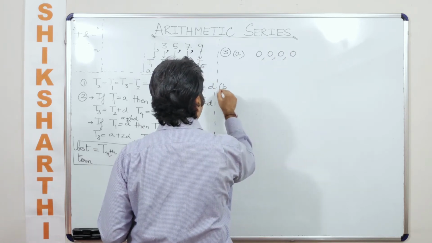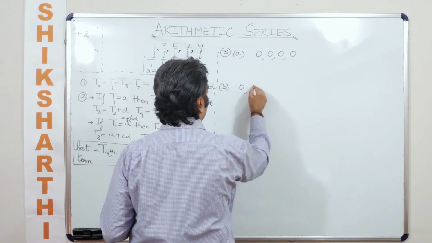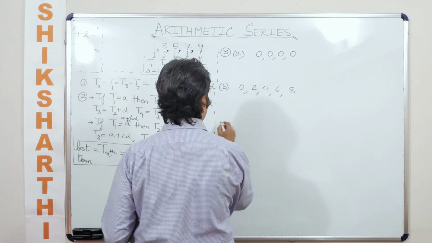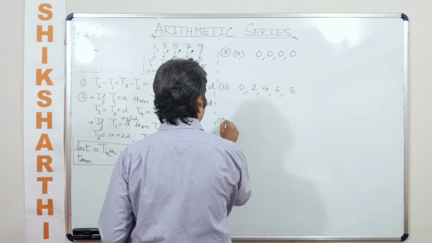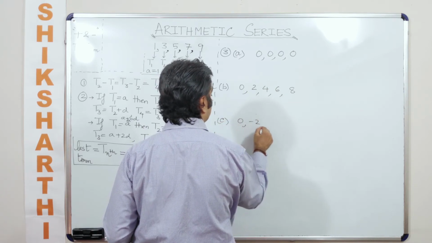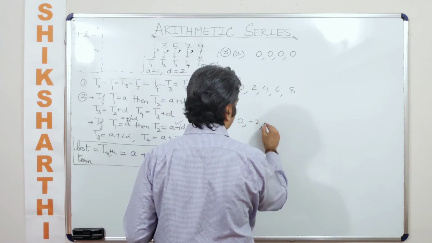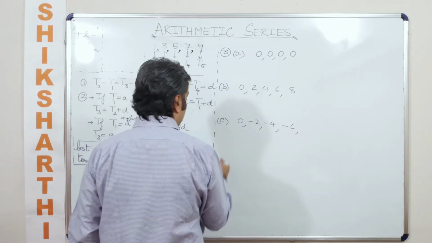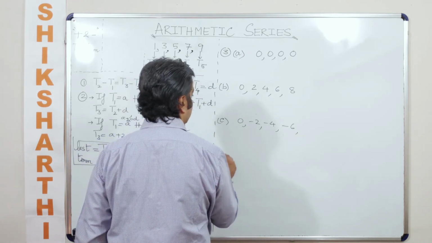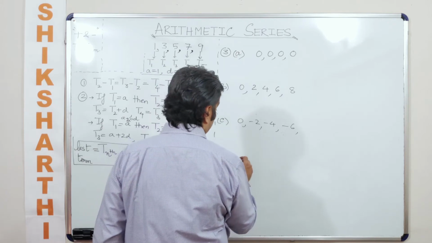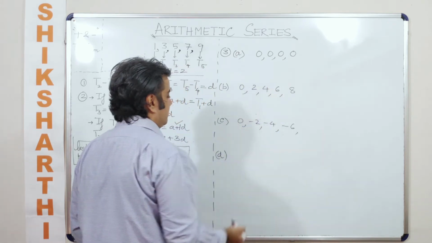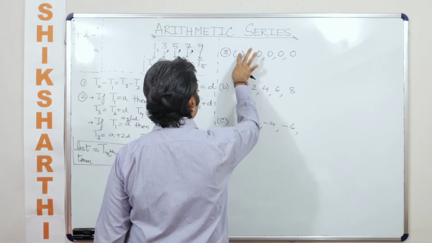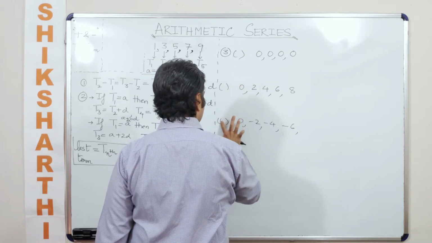The second series that I have written here is, let's say, 0, comma 2, comma 4, comma 6, comma 8. Third, I am writing it here as, let's say, 0, comma minus 2, let's say minus 4, minus 6, okay. And the fourth, let's say I am writing here as, so maybe I'll write down more of it, but let us first try and understand what are we trying to do.